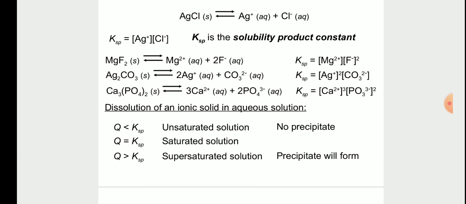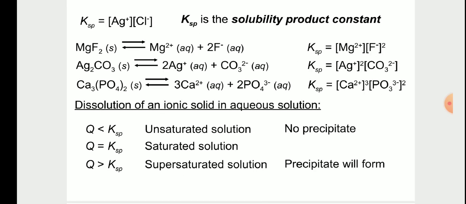Now we add AgNO3. So here, yes, AgCl actually produces some Ag plus, and the AgNO3 also produces some Ag plus. So here the concentration of the Ag plus will increase. At that time, the product of the Ag plus and the Cl minus will be defined.